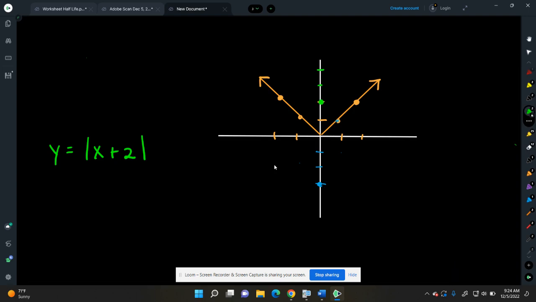When you say plus 2 going left or right, you would normally think moving it to the right because that's where positive 2 is. But we're going to move it the opposite direction. So this is going to move 2 to the left. So all of my points will be 2 to the left.